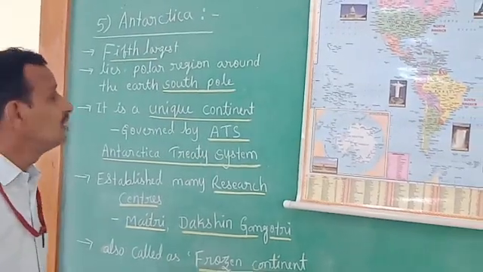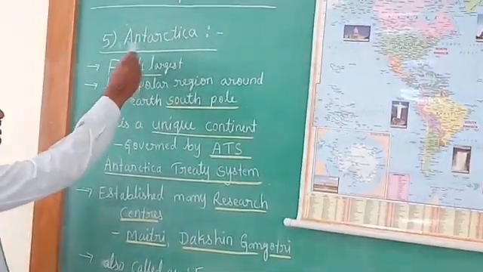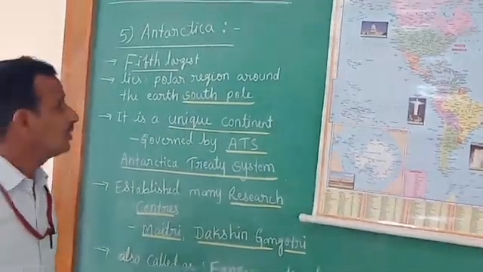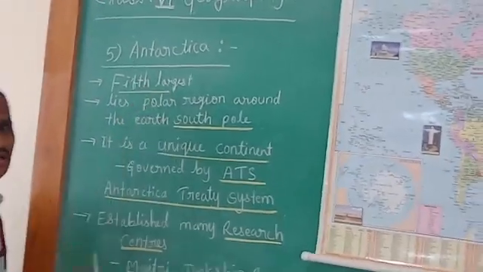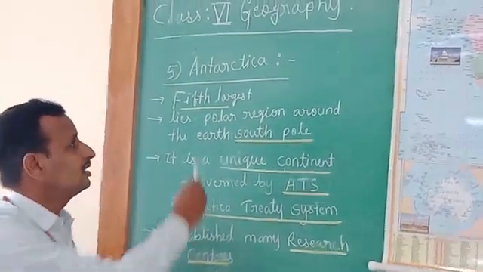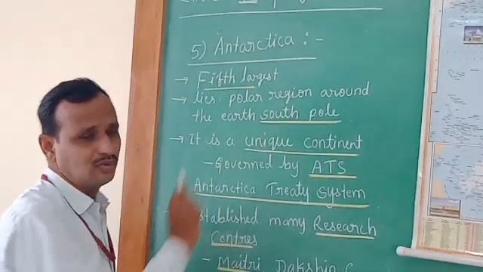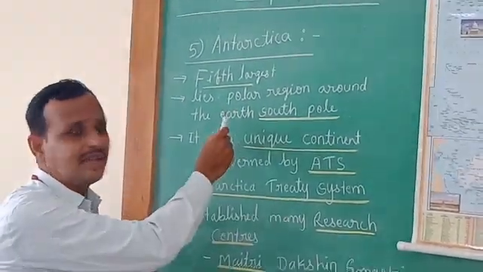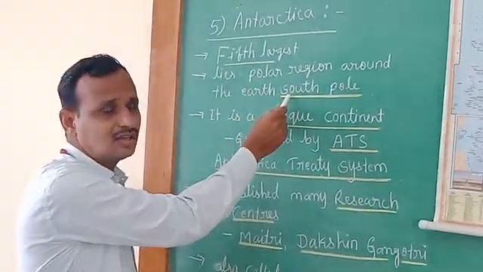Now let us go to the next continent, children, that is the Antarctica continent. Children, the Antarctica continent is the fifth largest continent on the earth, and it lies in the polar region around the earth's south pole. Children, that is where it lies. It lies in the polar region around the earth's south pole.